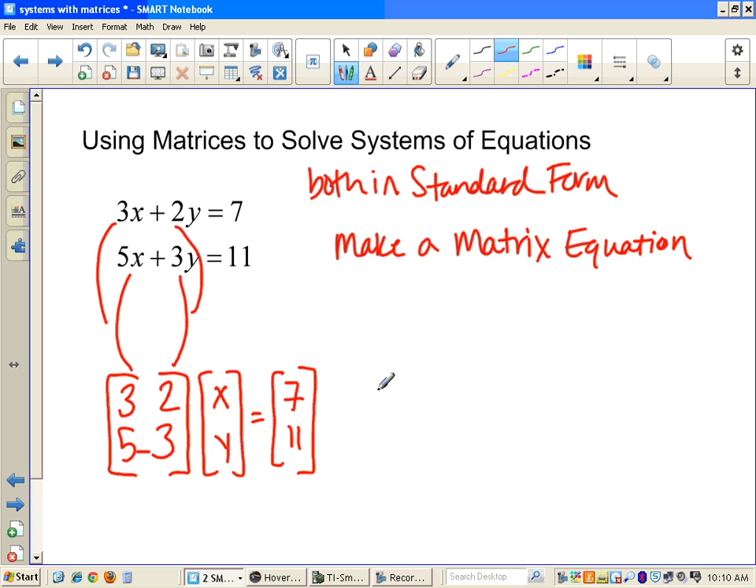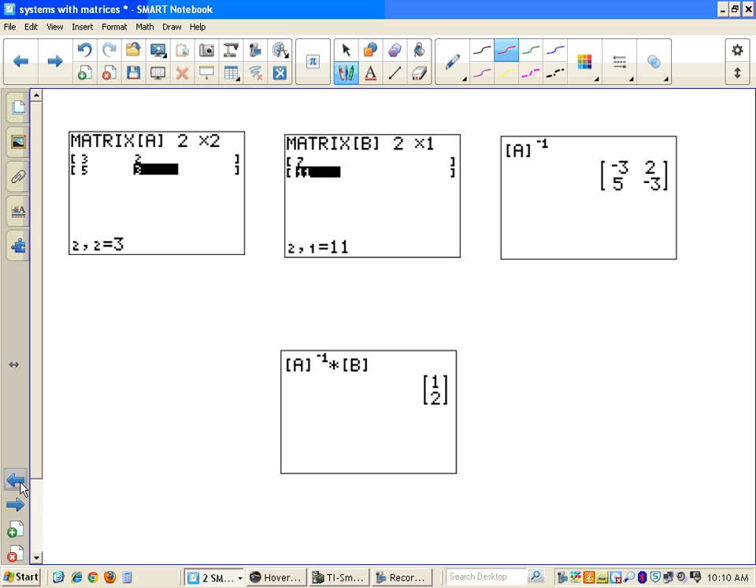In terms of showing your work, this is a major step in showing your work. I'm going to want to see how you went from two equations in standard form to a matrix equation. And then we're going to use the graphing calculator to solve the equation. So if you look at your next page, it shows you matrix A was the 2 by 2 matrix, that was the 3, 2, 5, 3 part. Matrix B is the 2 by 1 matrix. That was the 7 and the 11.